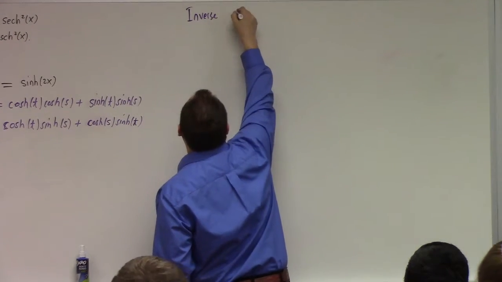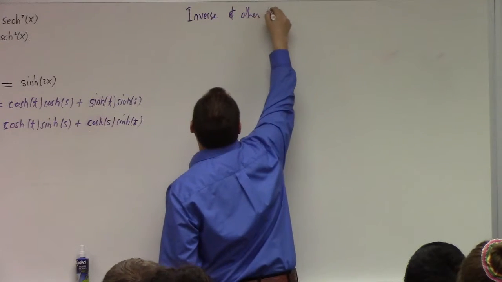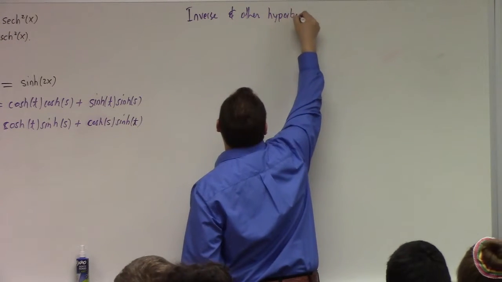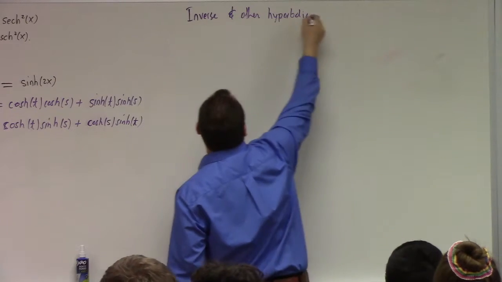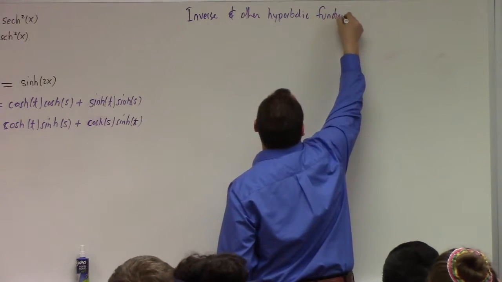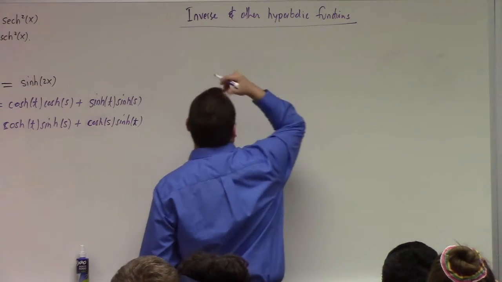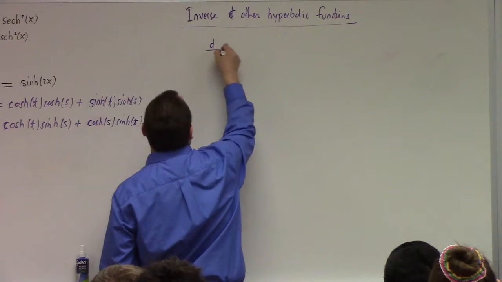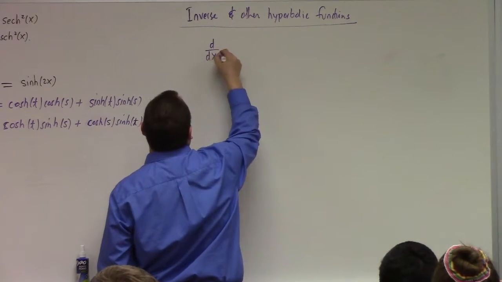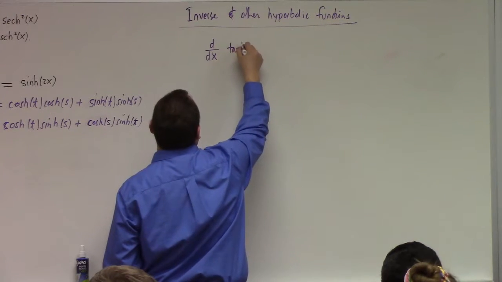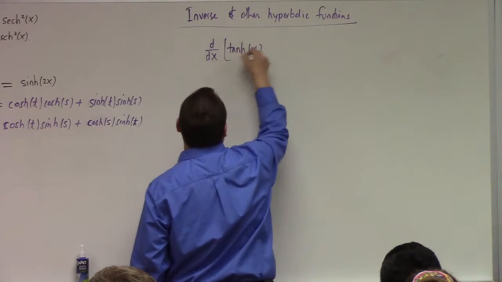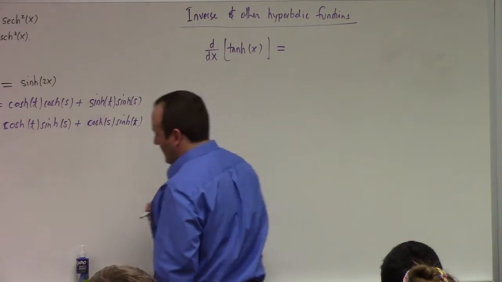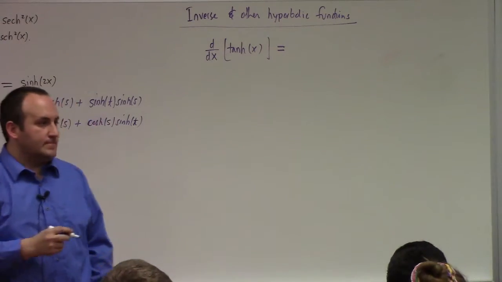So, inverse and other hyperbolic functions. I'll try to be brief. So first of all, what happens if we differentiate something like hyperbolic tangent of x? How's that work? What do we got to do?